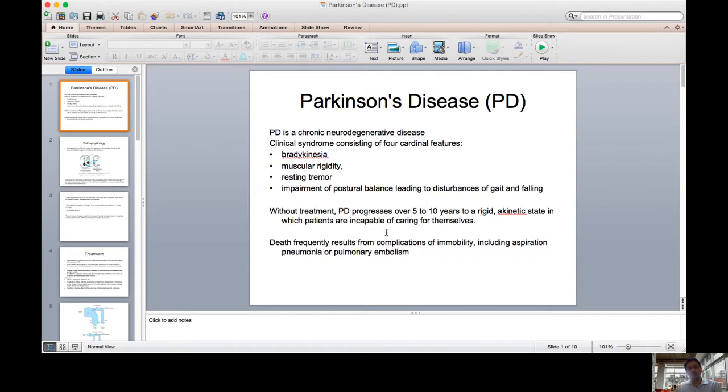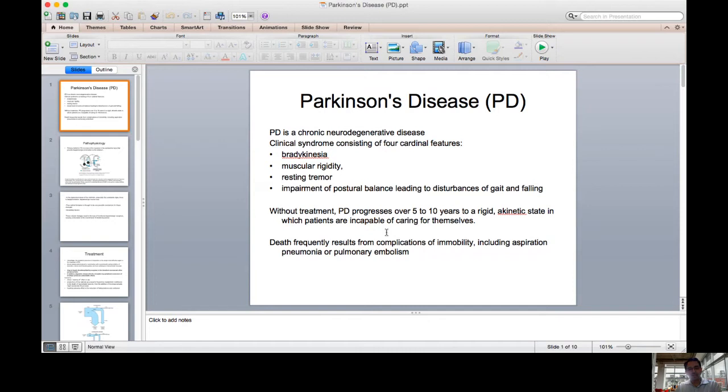What are its cardinal features? Bradykinesia, muscular rigidity, resting tremors, impairment of postural balance leading to disturbances of gait and falling. So in a patient with Parkinson's, you will see these noticeable changes, that is decreased movement, rigidity, and resting tremors. Now resting tremors may be seen in certain other conditions, like alcohol withdrawal, but here it's pretty predominant.